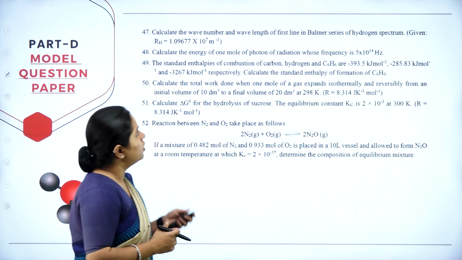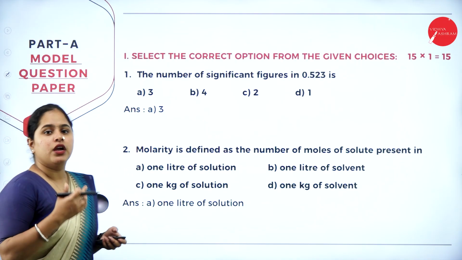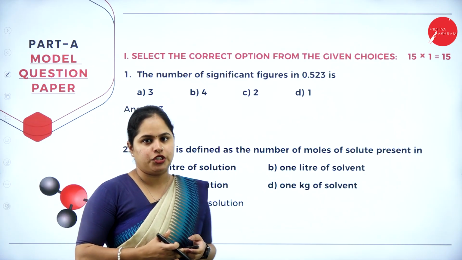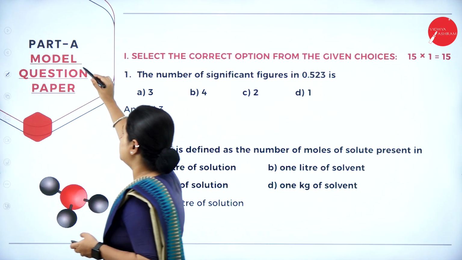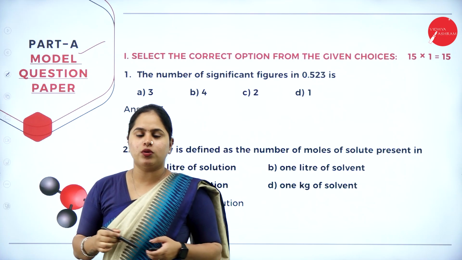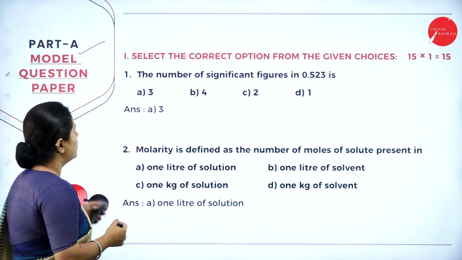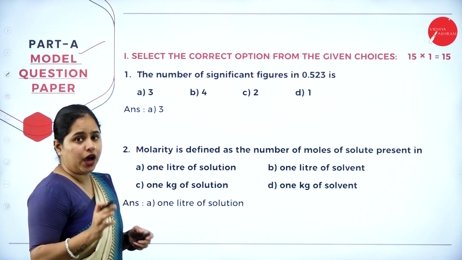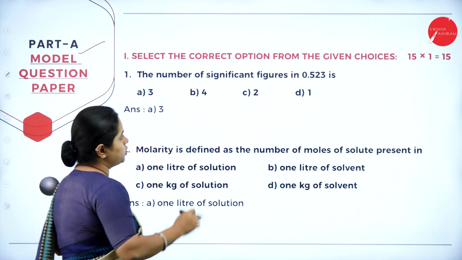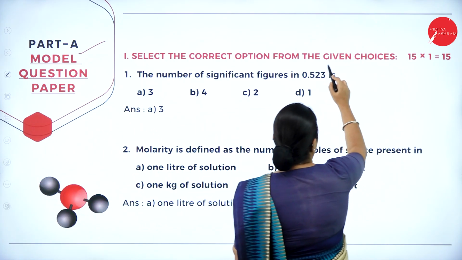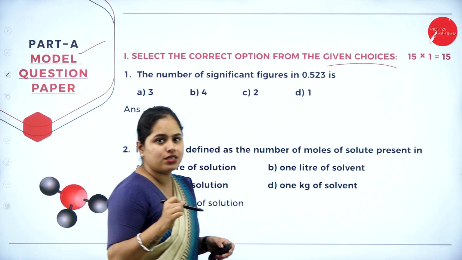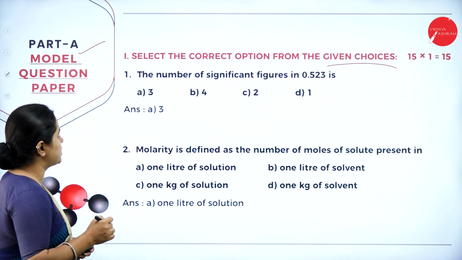Now let's begin with part A of the question paper. We are going to see part A of the question paper and discuss it. The first question, that is the first part of part A: select the correct option from the given choices. As I told you, the first 15 questions are MCQ questions. So let's discuss the first one.